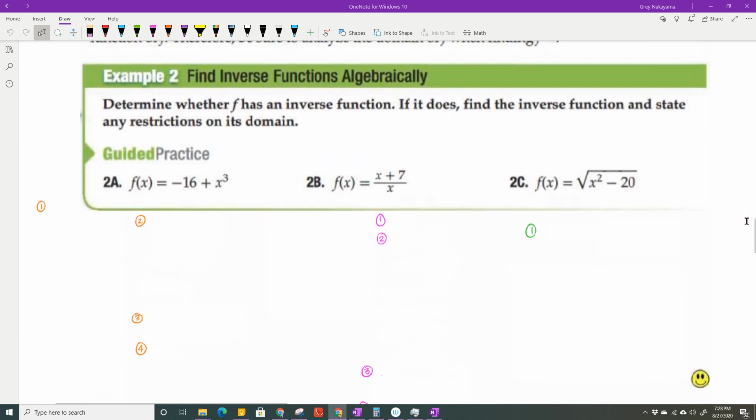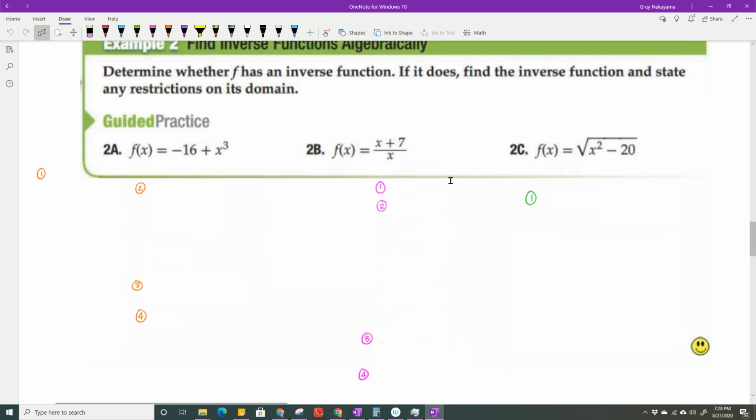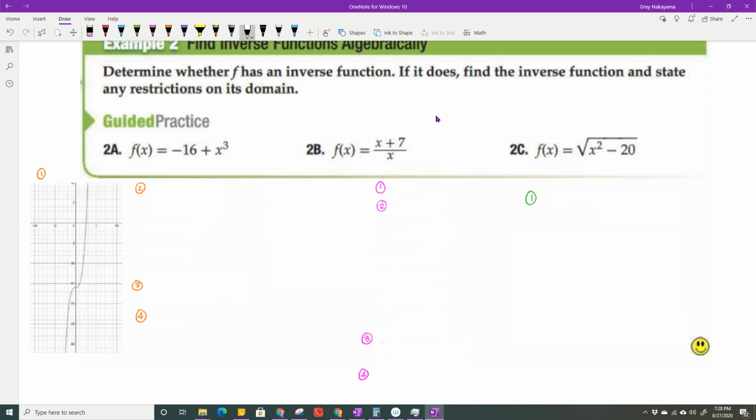Okay, first off, we have: determine whether f has an inverse function. If it does, find the inverse function and state any restrictions on its domain. As I just said, it's a 4-step process. First and foremost, we would graph it. Use a graphing utility and look at the graph. So I have f of x equals x cubed minus 16. If I graph it, that's what my graph looks like. Does that pass the horizontal line test? Yes, it does. So since it passes, I know it has an inverse function.